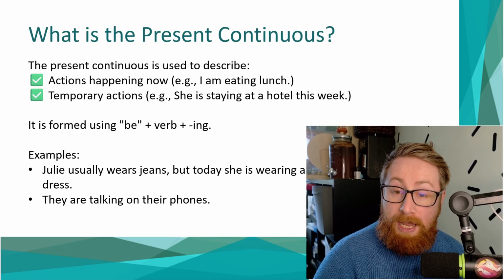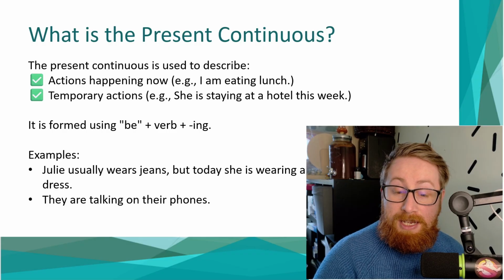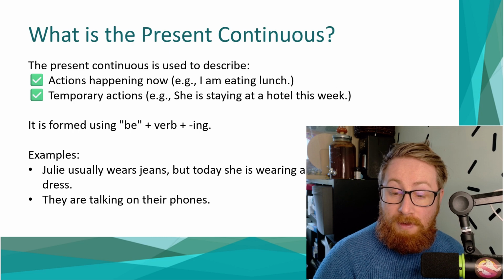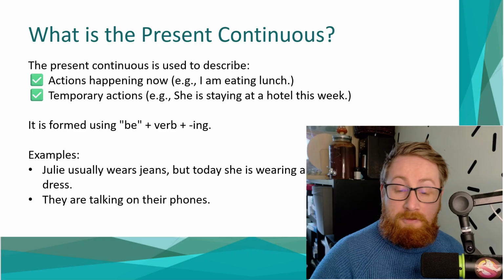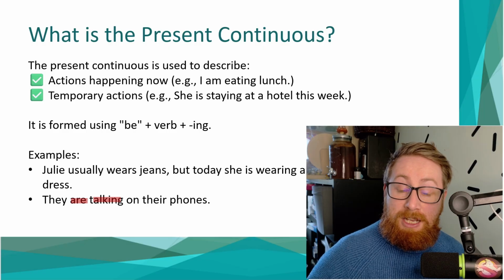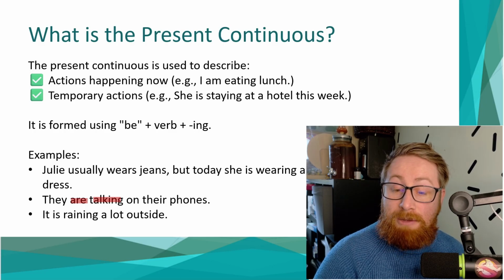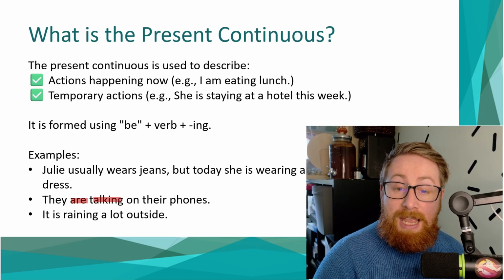They are talking on their phones. This is an action that is happening right now. And we can see here we have the form of be, which is are, and the verb to talk plus ing. They are talking on their phones. An action happening right now. It is raining a lot outside. Again, this is something happening right now in the present moment.